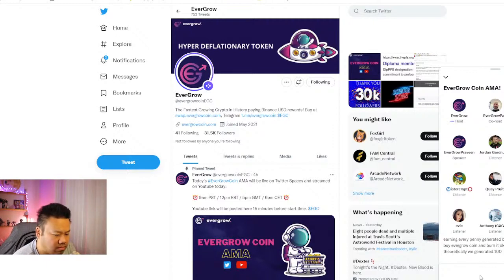So let's say theoretically we generated 100 million of revenue, okay? That $100 million will be used to buy Evergrow coin and permanently remove those coins from circulation. So that is incredibly significant. So let's say we made $10 million of revenue at today's price. That would allow us to remove 1% of circulating supply of this coin, just with $10 million of revenue. That is why zeros will be killed in this project once we are up and fully running. Okay, that's why it works.